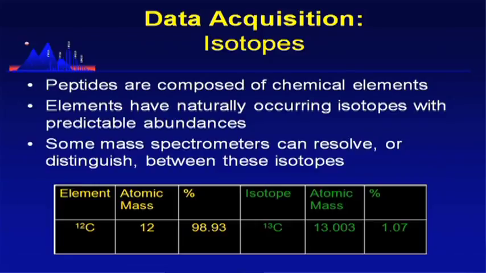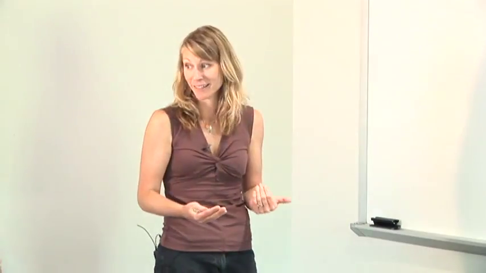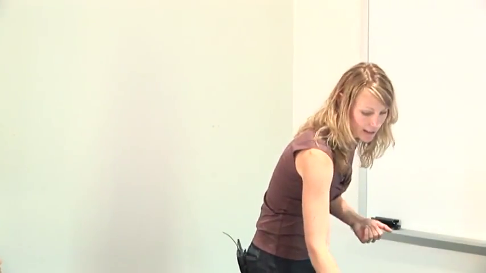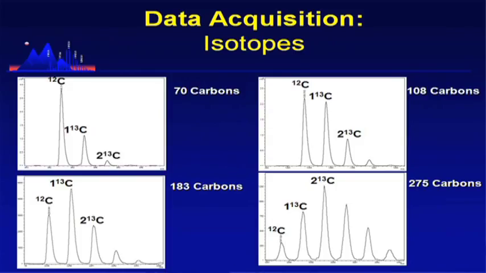So 1% of all naturally occurring carbon is C13. So C13 differs from C12 by a whole Dalton in mass. Okay, so we are going to see that shift or that effect. And we're going to see that like this. So these spectra are all single peptides. So a peptide does not just look like one peak. It has an isotopic pattern. Okay? And the pattern changes based on the size of the peptide.